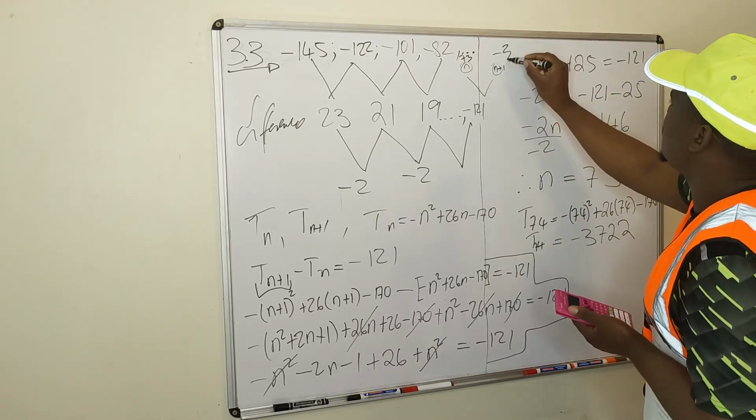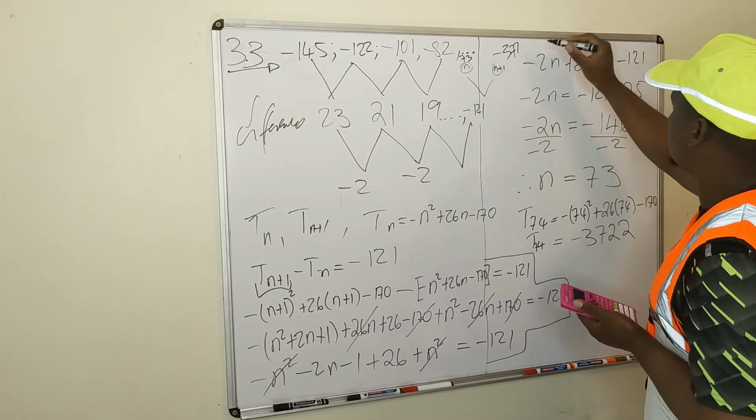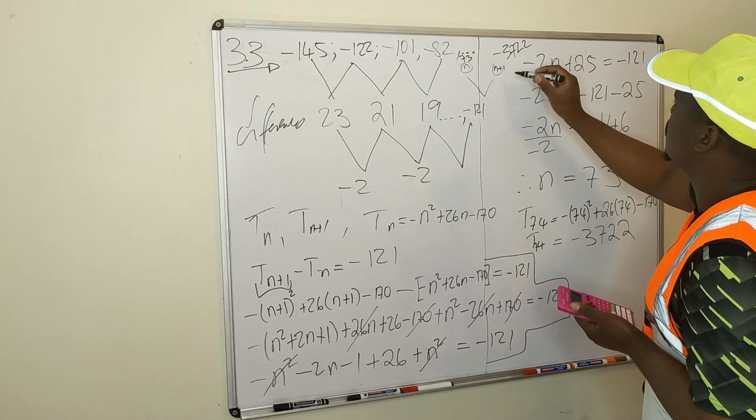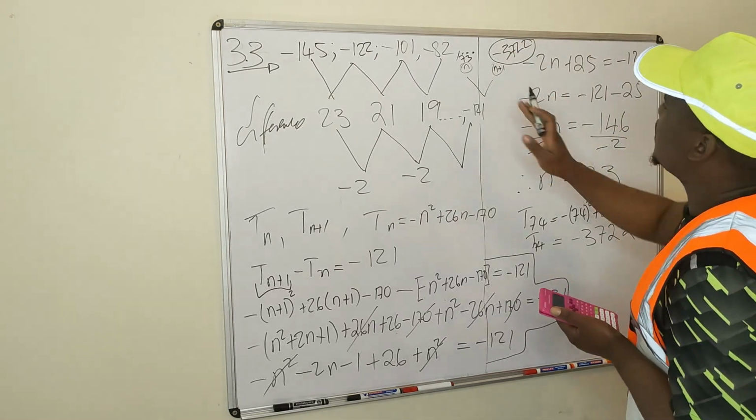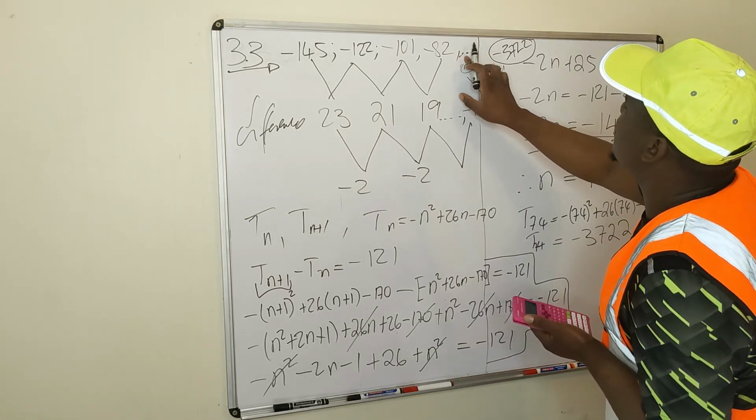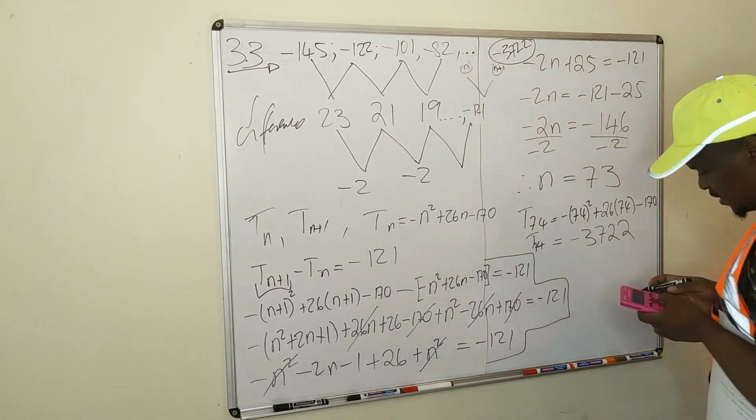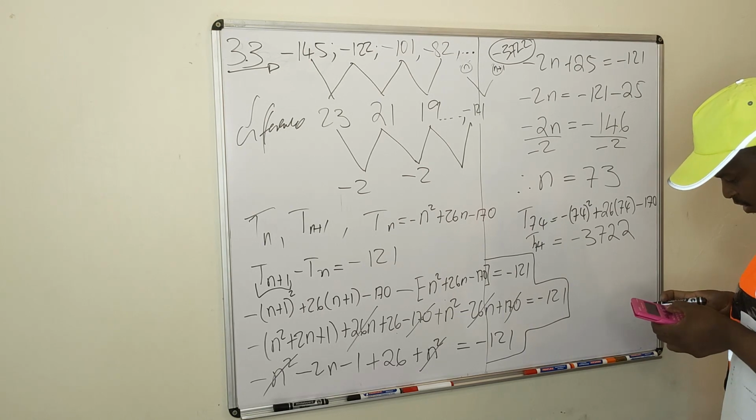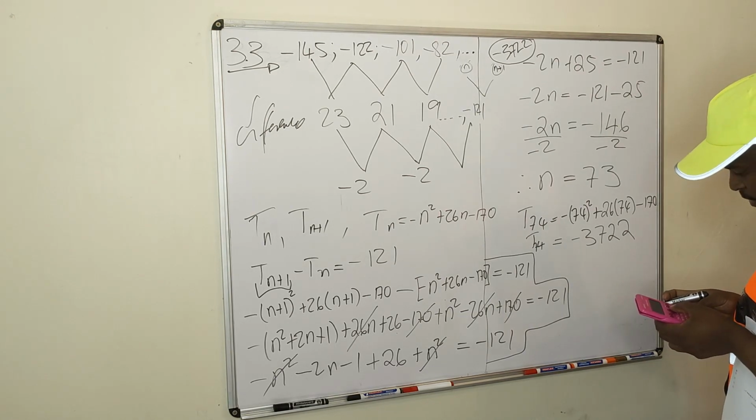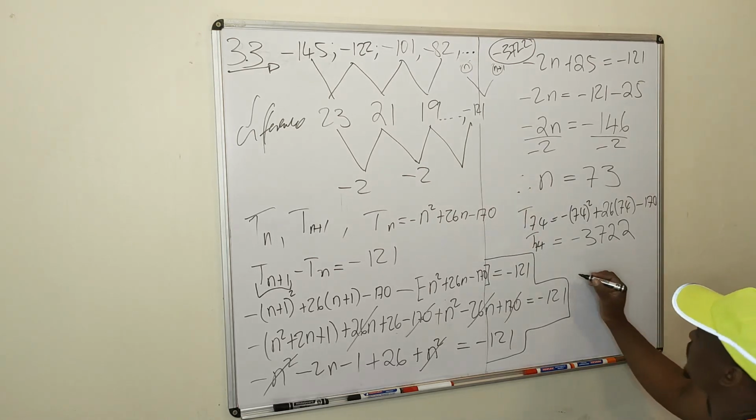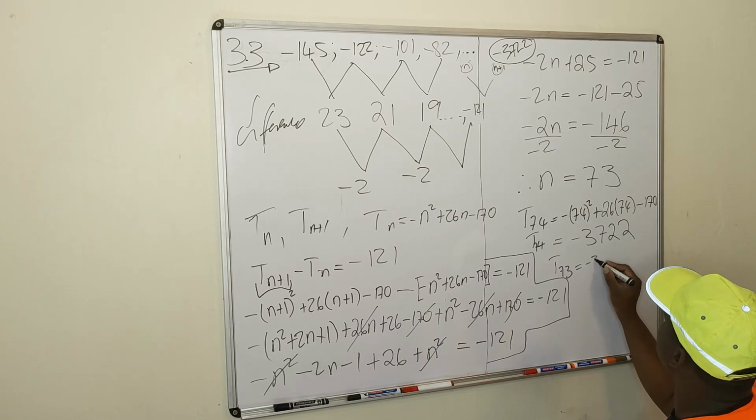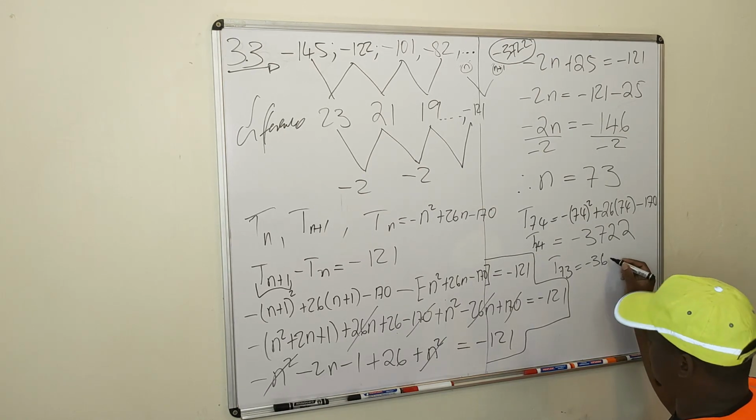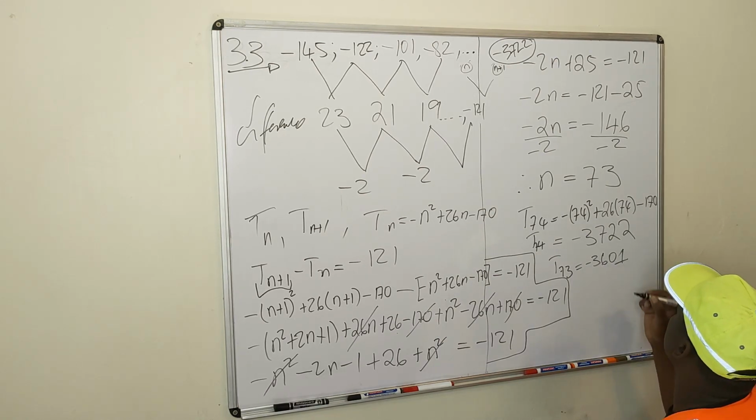It's negative 3722. This is the 74th term. Alright? And then let's find the 73rd term. So the 73rd term, 73 squared plus 26 times 73 minus 170. So T73 is equal to minus 3601.